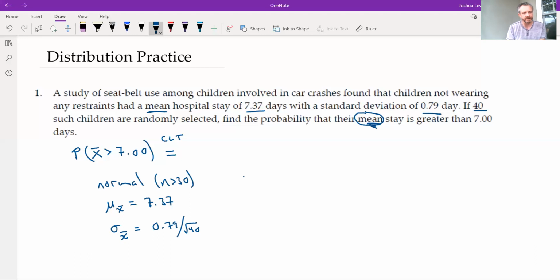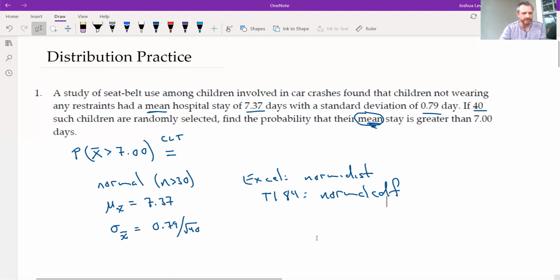If you use Excel, you'd be doing the norm.dist. If you happen to be using a TI 84 or 83, then you'll be using that normal CDF, right? And so regardless of what you use, you will get the next answer here. So 0.9985 if you're rounding, okay?